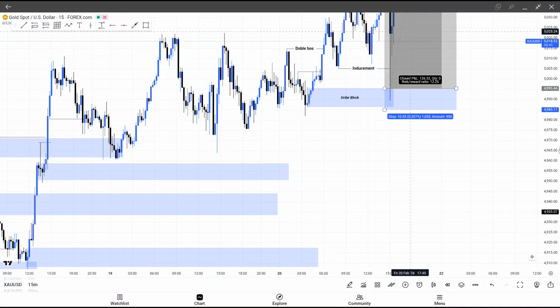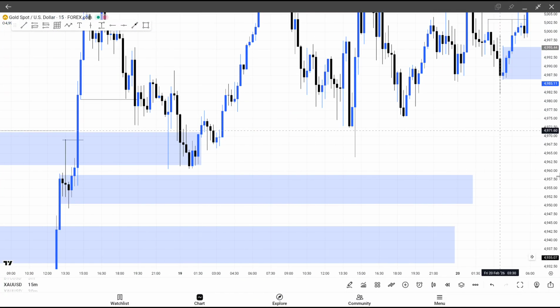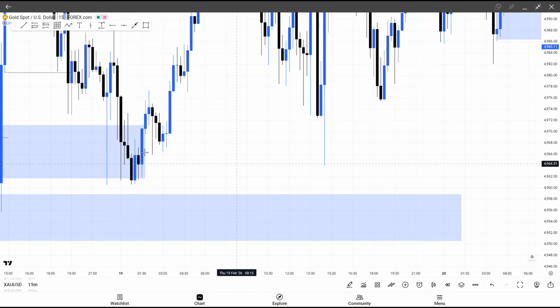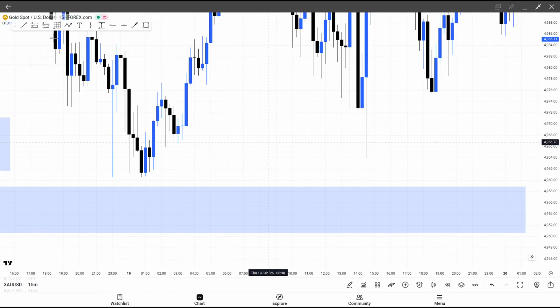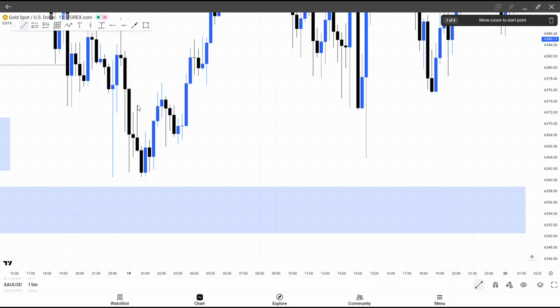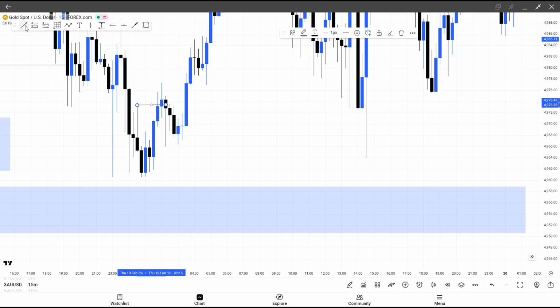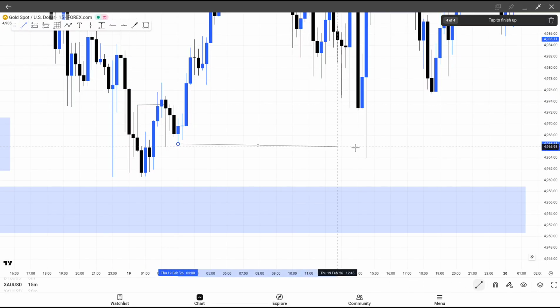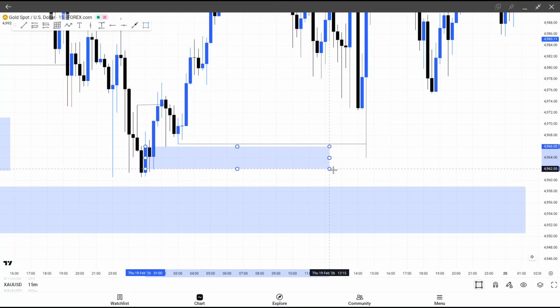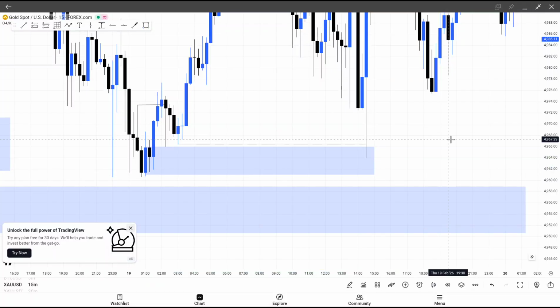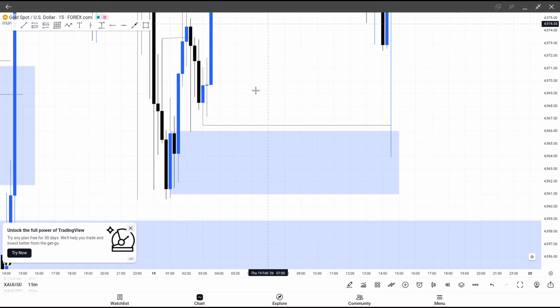For example, let me show you. I think this one is only if you go in the 5-minute time frame, but believe me, there's a break of a structure here. Okay, there is an inducement here, and there is an order block just below. Oh, this is the inducement.